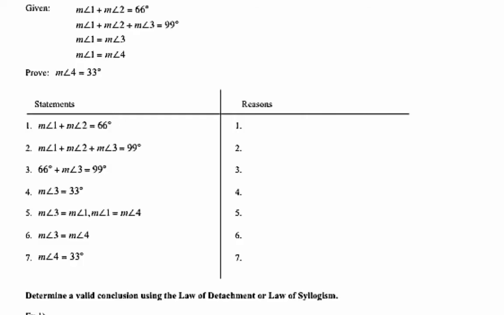In this proof, I hope you notice that you have a lot of given information. So one thing people try and do a lot is start with the given information and then use that to make new statements. So as you go through this, it says the measure of angle 1 plus the measure of angle 2 is 66. Well, that's your first statement.